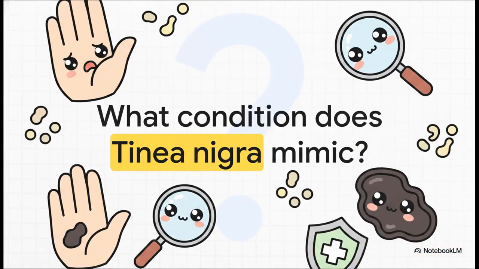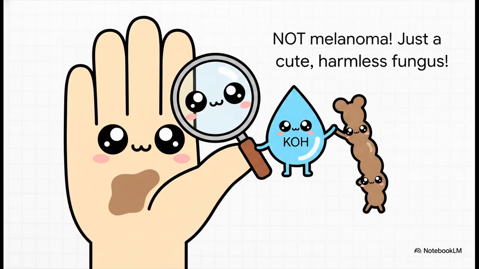Okay, let's put your diagnostic skills to the test. Tinea nigra is a rare, superficial mycosis caused by the fungus Hortaea werneckii. It shows up as this brownish to black, totally asymptomatic macule, usually on the palms of the hands or the soles of the feet. Now, because of that dark, kind of scary appearance, what highly dangerous condition is it frequently misdiagnosed as? The answer is acral lentiginous melanoma.